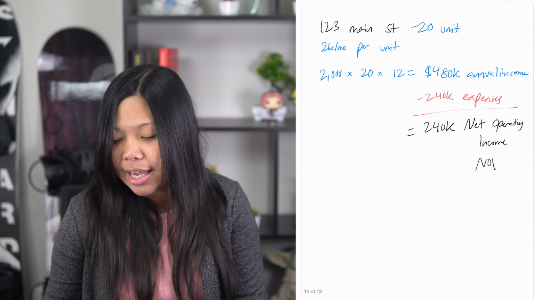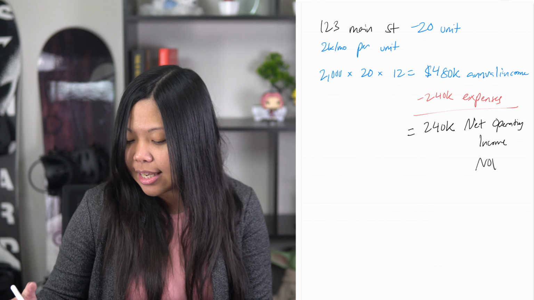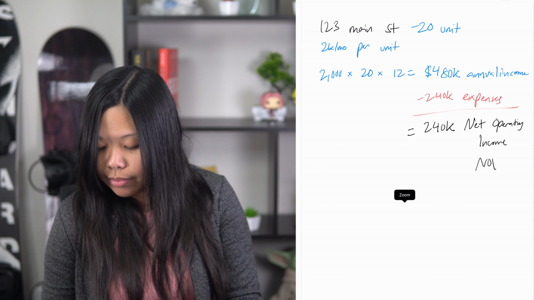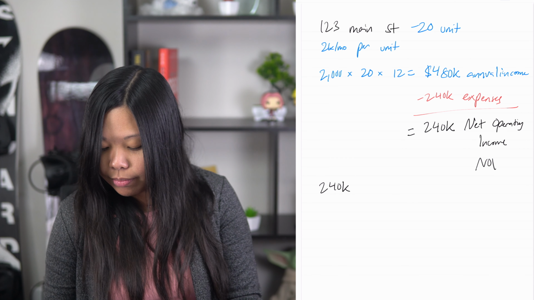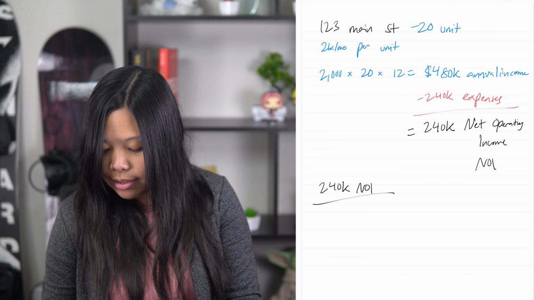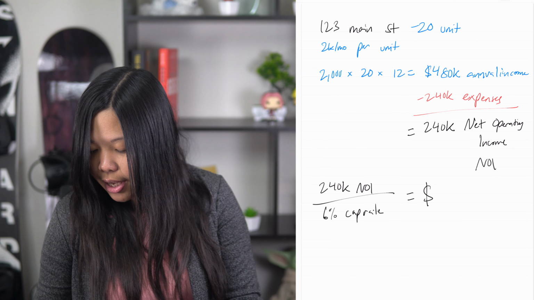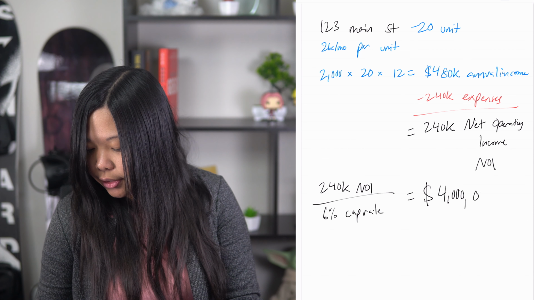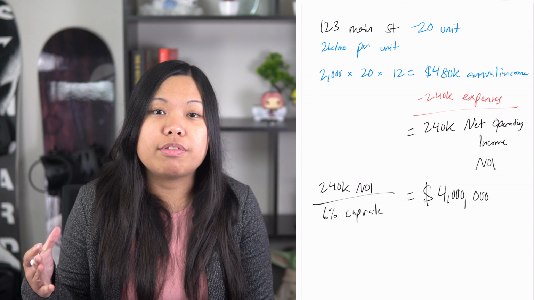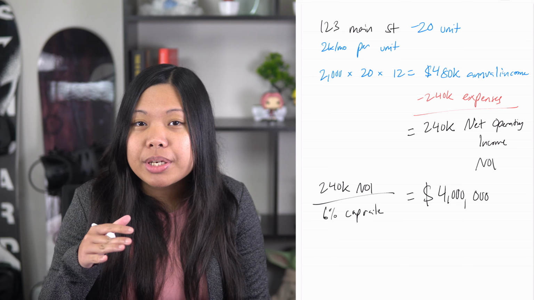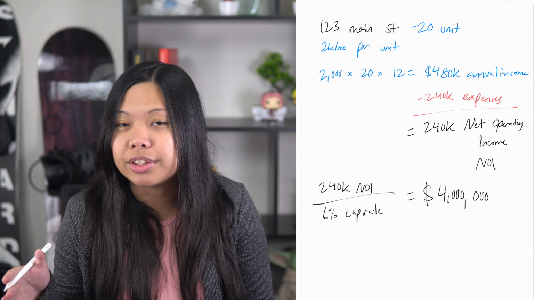And let's just say that the cap rate in the area is a 6 cap. So now we're going to take the net operating income divided by a 6% cap rate equals that $4 million, which is what the valuation was, right? So that's how we arrived at the property value of $4 million.